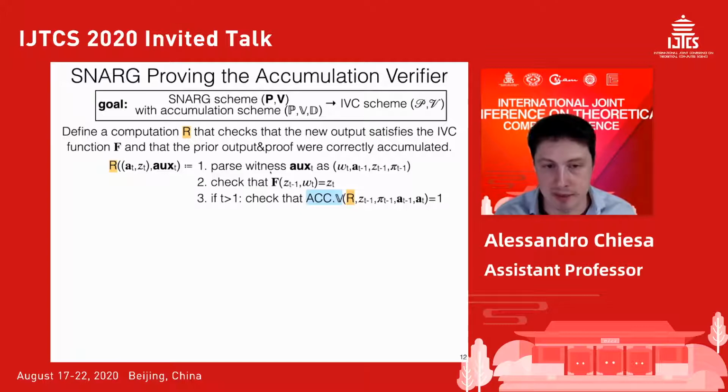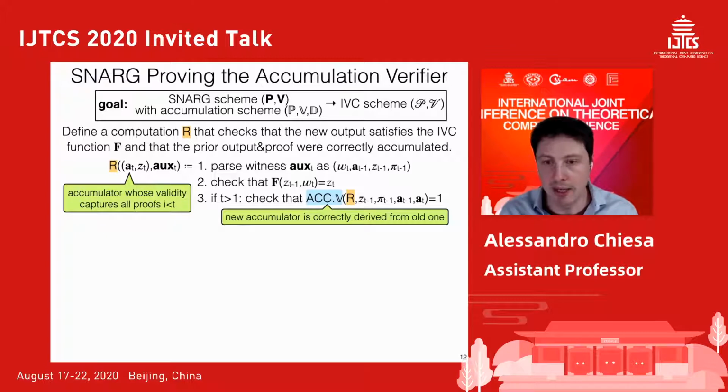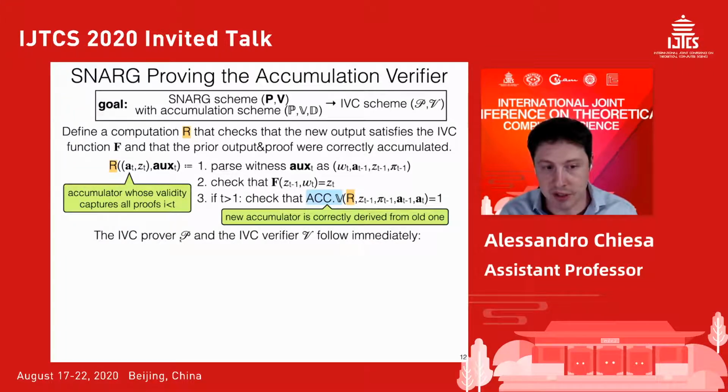Syntactically, this should make sense, because remember, as long as all the accumulation verifiers have been recursively checked, later on I will only be left with checking the decider. And that's indeed what we see now from the construction of the IVC prover and the IVC verifier.